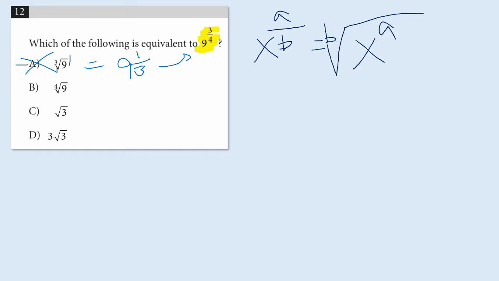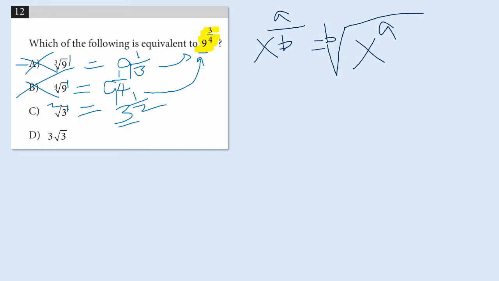Similarly, B is 9 to the first power, and its fourth root, so it's defined as 9 to the 1/4 power. And 9 to the 1/4 power is not equal to 9 to the 3/4 power, so we can eliminate B. Let's look at C. I think you can see where I'm going with this. Well, the square root of 3 is also 3 to the 1/2 power. There's an invisible 2 here. If you don't see a number in the radical, it just means a square root, which is the second root.